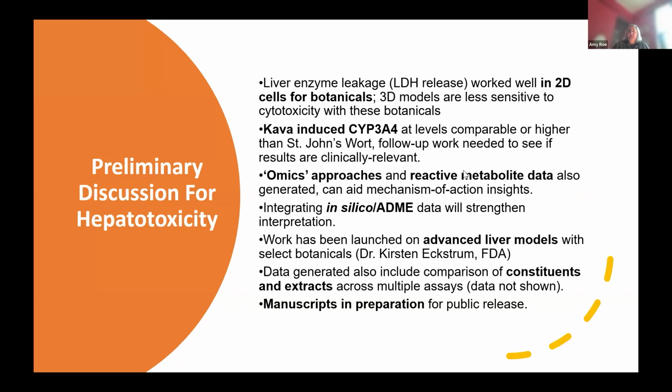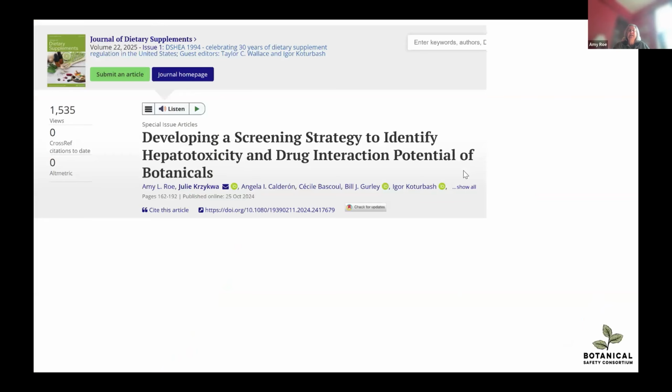And I think, as others have mentioned, we've started to look at some constituents. We'd love to follow up further on some of the constituents of some of the botanicals, particularly where we're seeing some interesting results, and test those. And we have a number of manuscripts in preparation.